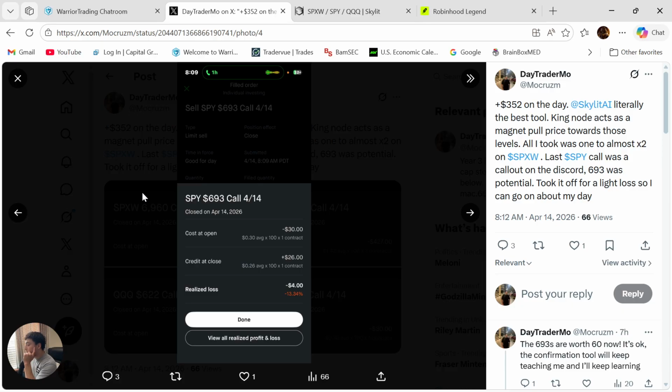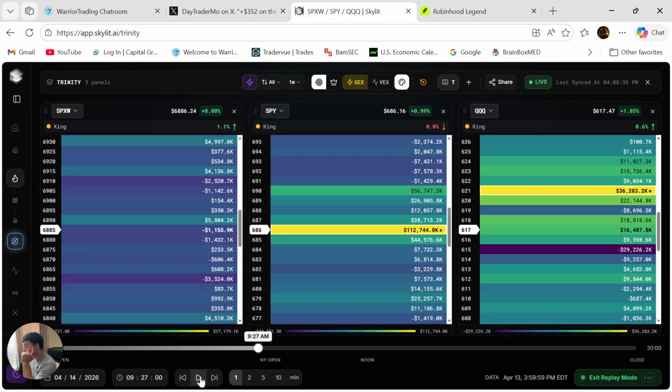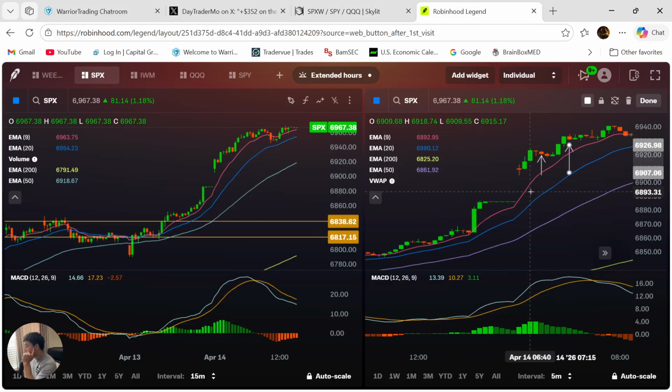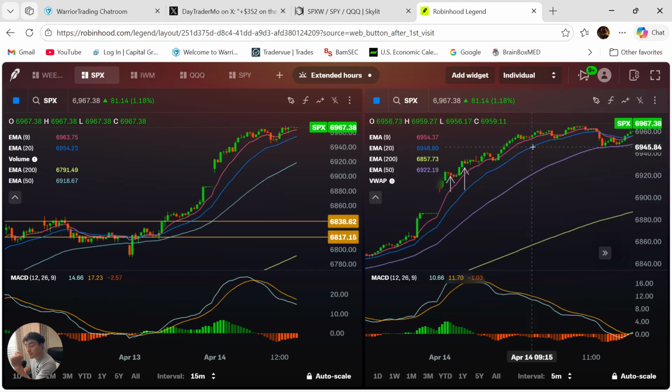There was this one a little bit far out of the money. This one I did take from the Discord call, but these QQQs and SPX were completely mine. So I log on, I'm looking at the charts, and I have this on Robinhood too. This is where I entered, and this is where I exited. And we went higher and hit 6,960.